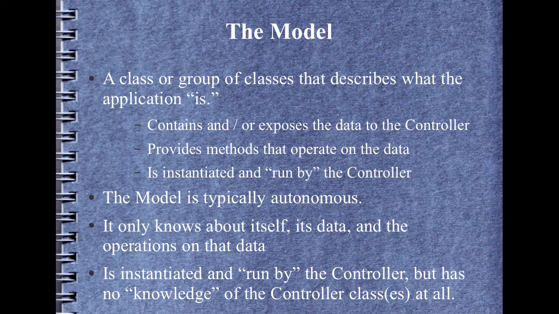And the model is instantiated and run by the controller. The model itself is typically autonomous. It doesn't need anybody else to describe the data of our application. So it only knows about itself, it knows about its data, and it knows about the operations on that data. The controller is going to instantiate the model, it's going to run the model, but the model itself has no knowledge of the controller class at all.